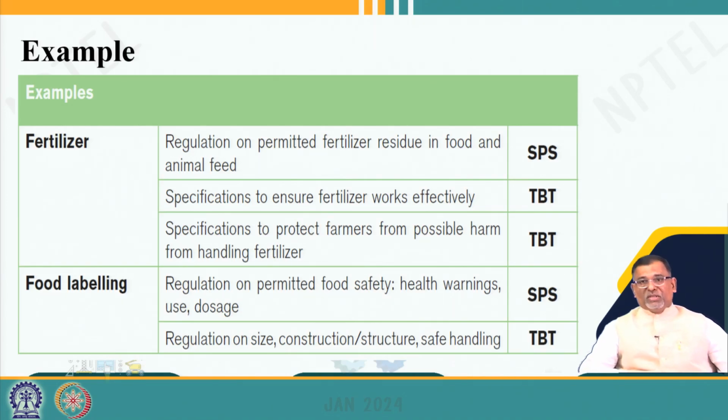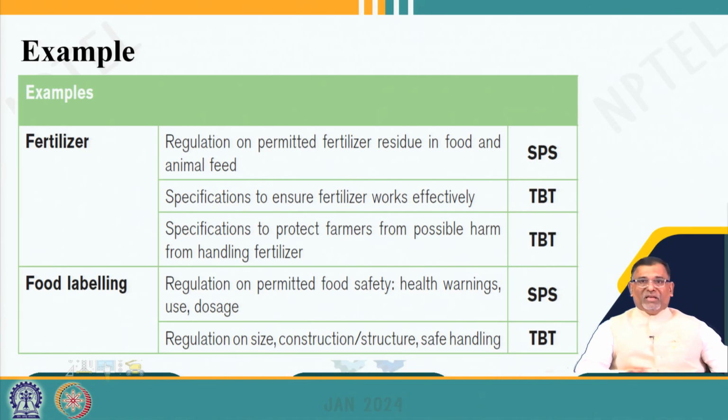Quickly, let me see some examples of SPS and TBT measures. Regulation on permitted fertilizer residue in food and animal feed, because it is related to food and animal feed, is an SPS measure. The specifications to ensure fertilizer works effectively are a TBT. Every fertilizer packet contains certain prescriptions, that is a TBT measure, and specifications to protect farmers from possible harm from handling fertilizer are a TBT measure.